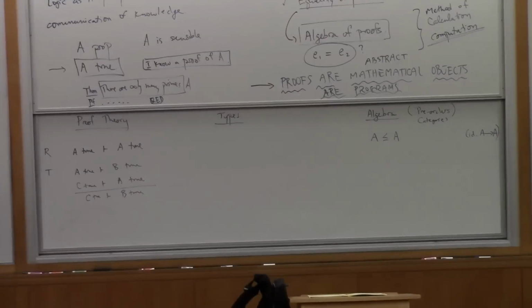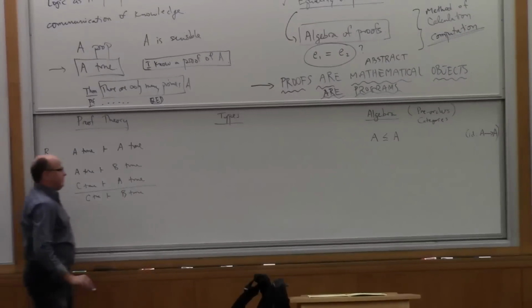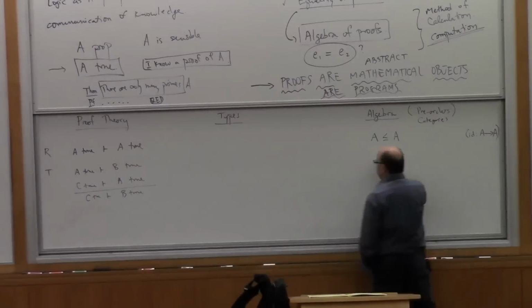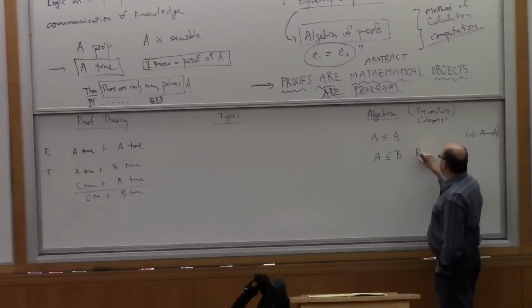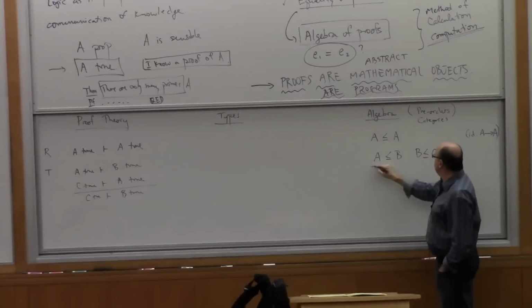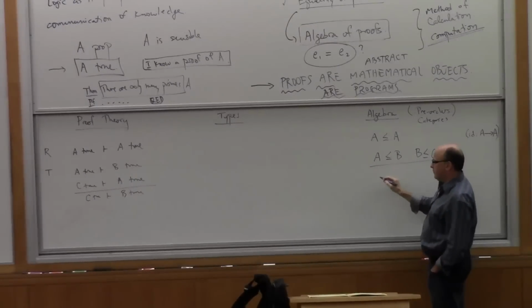Okay, so that's a principle, and we can read this as a principle of transitivity, right? Because what is it saying? It's saying if A is less than or equal to B, and B is less than or equal to C, so did I mess it up? Then A is less than or equal to C. What did I do wrong here?